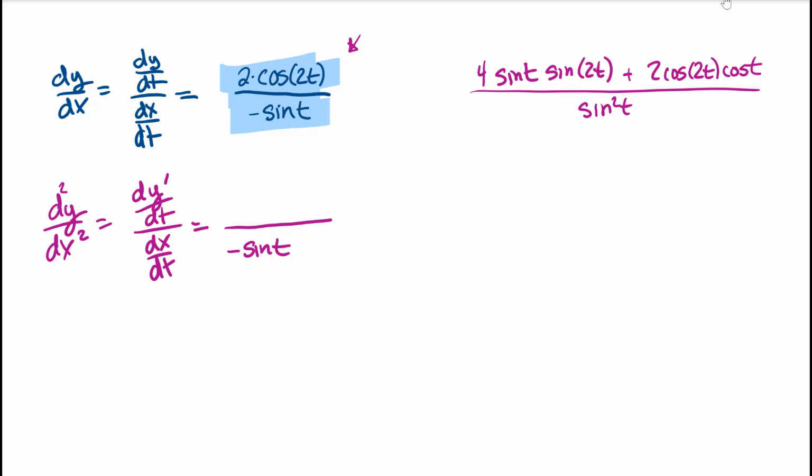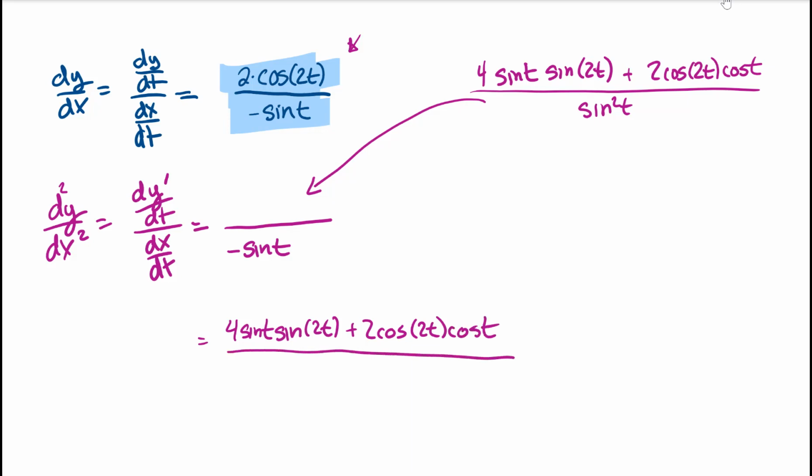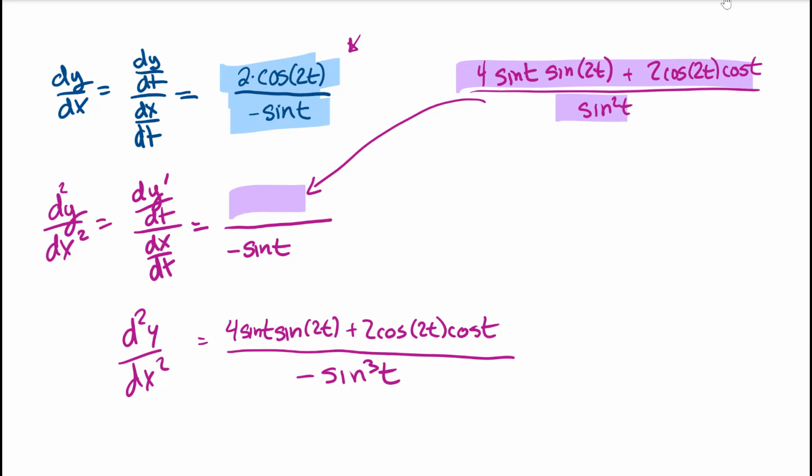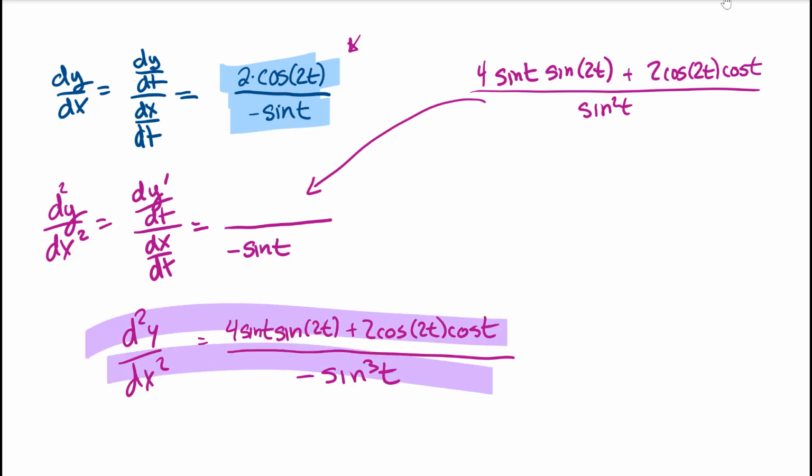Let's just pop that in, and I think once you clean all this up, you're going to find you have 4 sine of t, sine of 2t plus 2 cosine of 2t, cosine of t, all over negative sine cubed of t. That's actually how that would have worked, because we just bring down our piece from over here. We bring that right down into here. If we divide by the negative sine, it becomes negative sine cubed. You get it. So boom, we got it. There's our second derivative. We're super happy with ourselves.